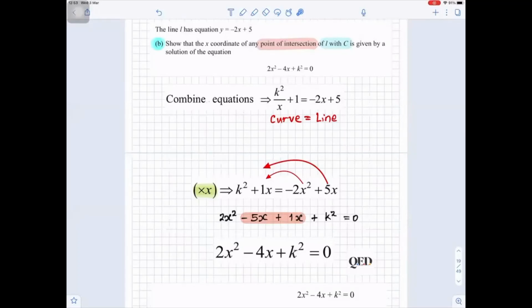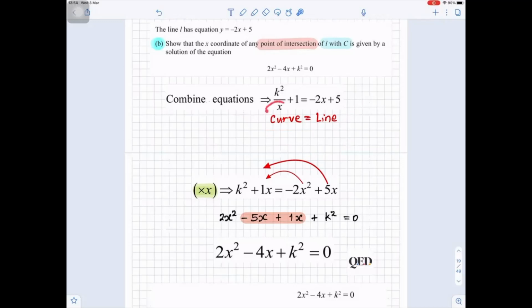The line L has equation y equals minus 2x plus 5. Show that the x coordinate of any point of intersection of L with C is given by the solution of the equation. So we want to combine equations. k squared over x plus 1 is the curve, and minus 2x plus 5 is a line. So the curve and the line, we make them equal. The curve equals the line.